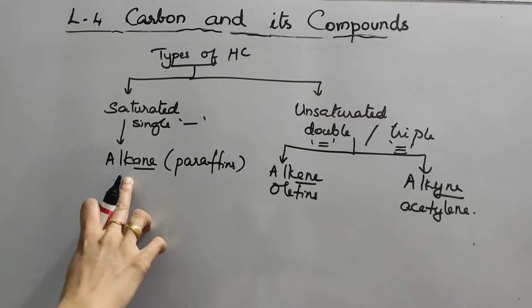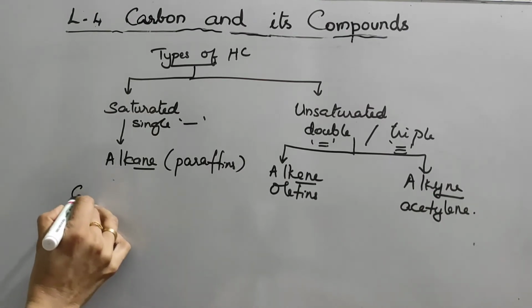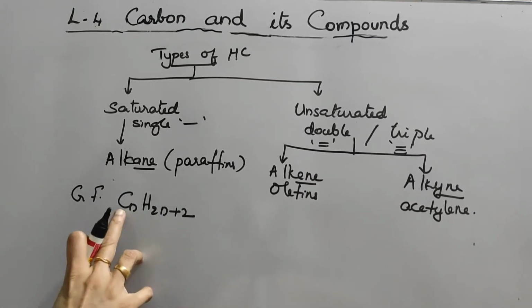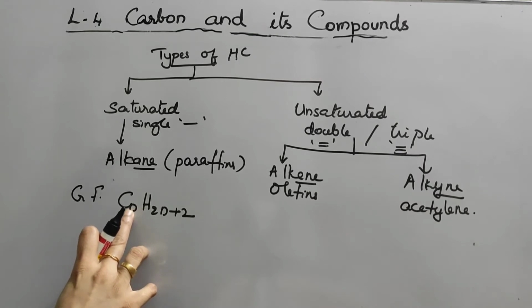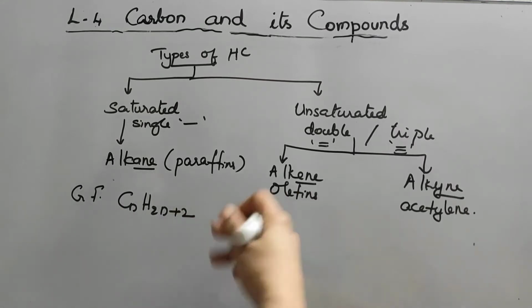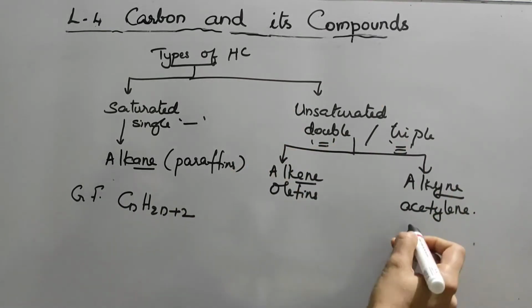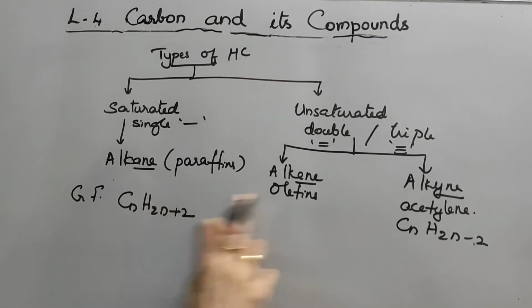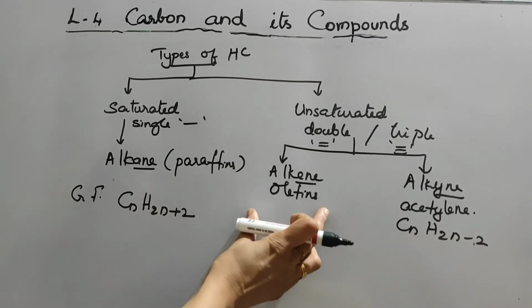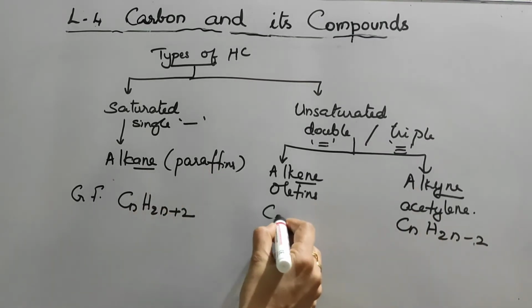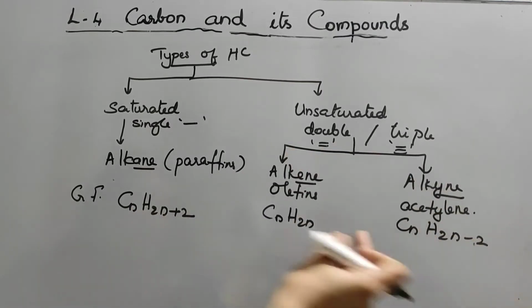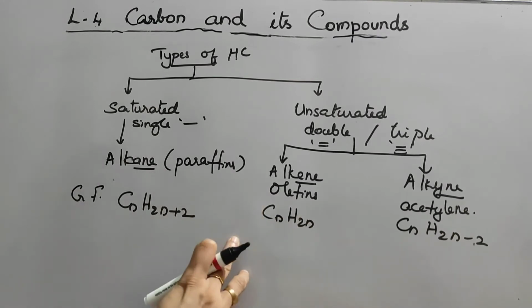Next topic, the general formula of alkane. The general formula of alkane is CnH2n plus 2. Look, n means the number of carbons, n equals 1, 2, 3, etc. That is CnH2n plus 2. And I am going to write the general formula of alkyne, that is CnH2n minus 2. Look here, CnH2n plus 2, here CnH2n minus 2. And in the middle case, there is no plus or minus: CnH2n. This way you can remember: CnH2n plus 2, CnH2n minus 2, CnH2n.